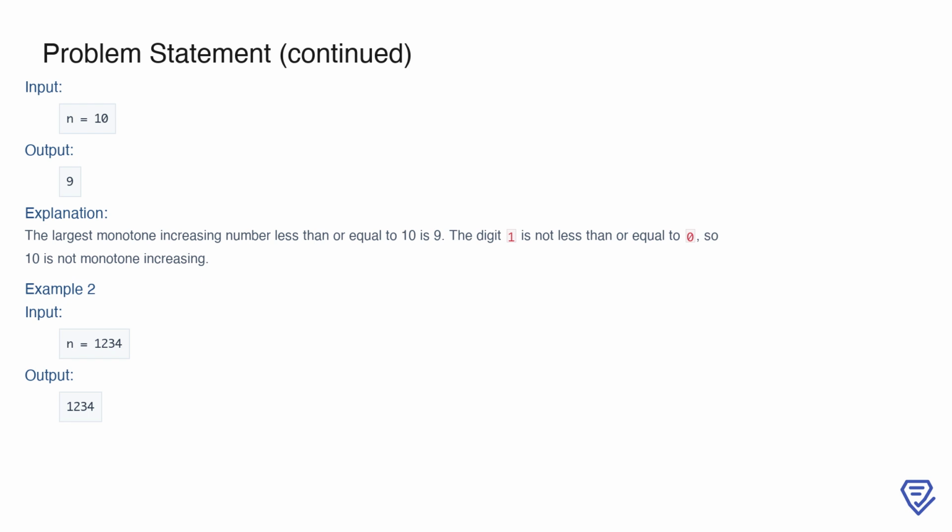Now consider the second example, where the input n is 1234. Here, the digits are already in increasing order, as 1 is less than 2, 2 is less than 3, and 3 is less than 4. Since the input itself meets the condition, the output is simply 1234.